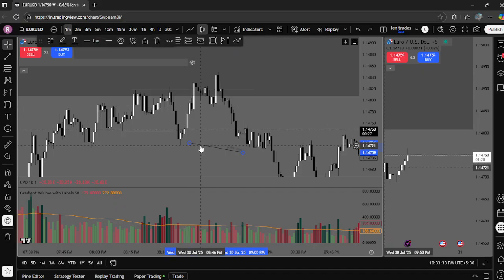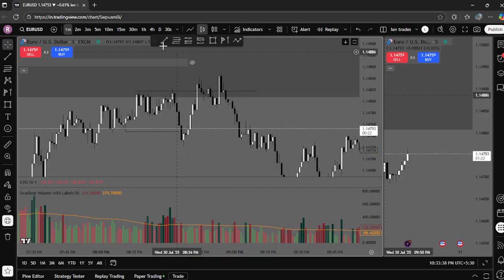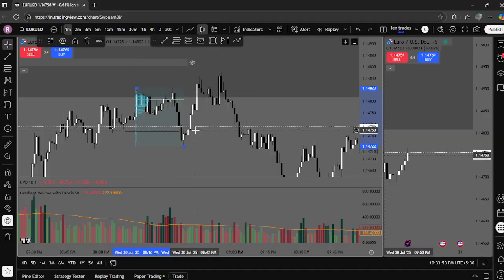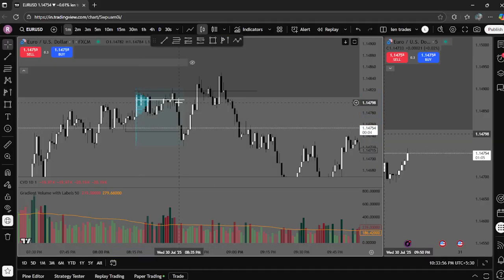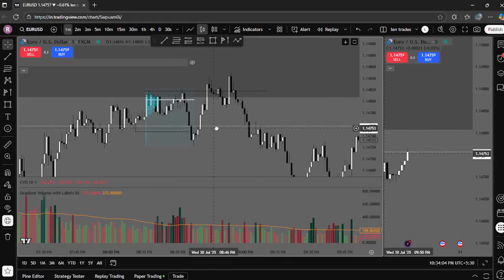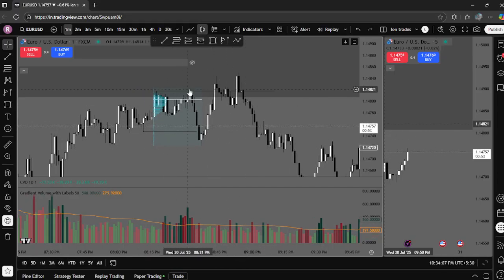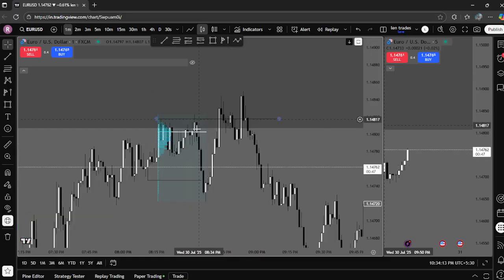Let's actually verify the model checklist one by one. First of all, we had an internal sweep. From there, if I draw out my volume profile, the displacement did come out of a high volume zone. As you can see, the displacement came out of a high volume zone. That's one confirmation. We had an internal sweep and a shifting structure. This displacement seems okay, with heavy big fair value gaps.